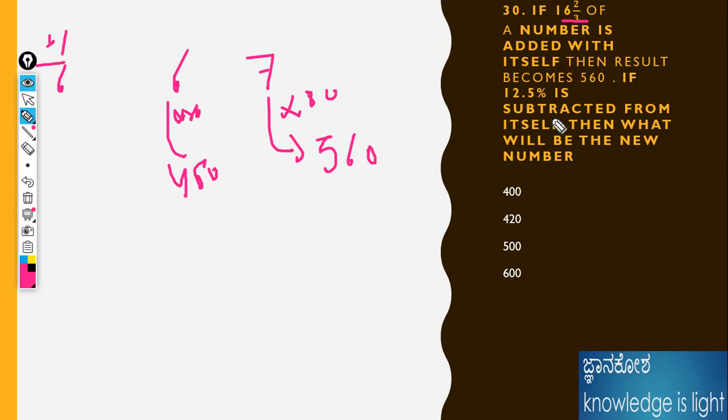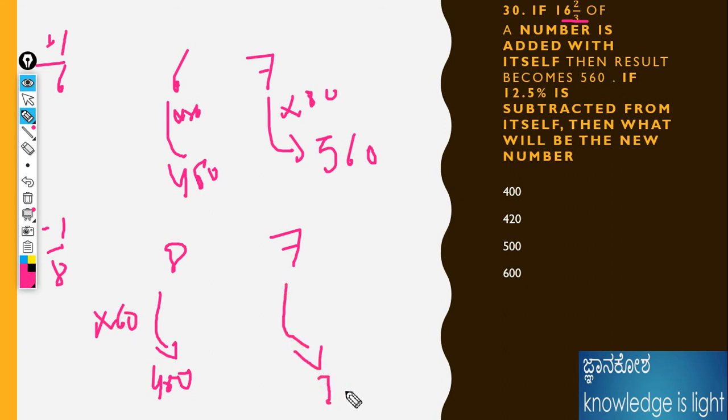Then what is the question? If 12.5% is subtracted from the number, okay, 12.5 means 1 by 8, that is 1 by 8 means minus 1, that is initial value 8, final value 7, the initial value becomes 480. Here 8 sixes are 48, that means 60. Then what is the final value asking? What will be the answer? The question mark is asking for 60 into 7, 7 sixes are 42, 420 is the answer for this question. Okay, next problem.